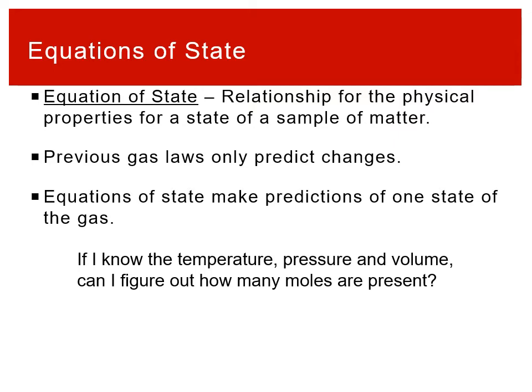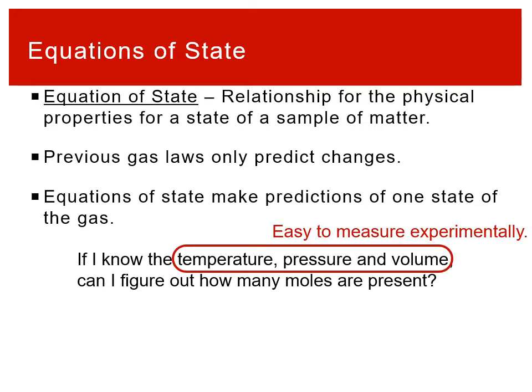Okay, so for example, the kind of question that an equation of state allows us to answer is, if I know the temperature, pressure, and volume, can I determine how many moles are present? Okay, so these are different types of measurements that I'm now relating. And that temperature, pressure, and volume, those are the kinds of things that I can measure experimentally, right? Use a thermometer, you figure out the temperature, pressure, we have manometers or barometers, and volume, if you have a sample of gas, you can see how big the container is.